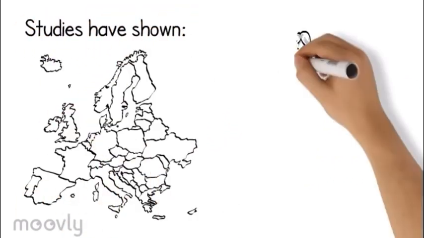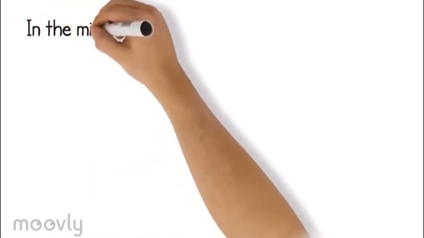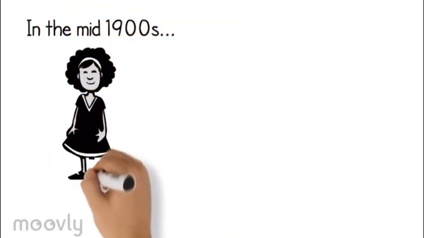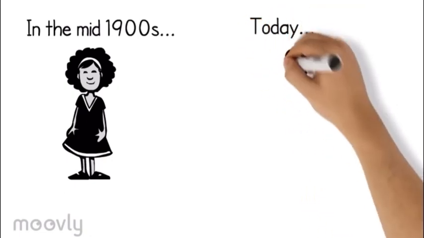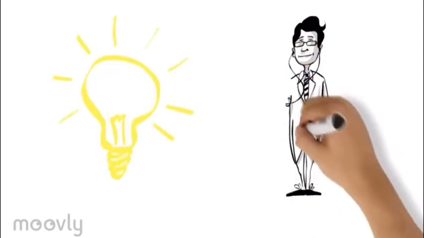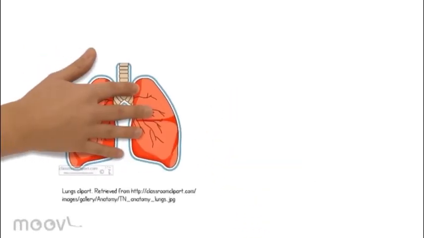Studies have shown that cystic fibrosis is more frequent in European Caucasian populations than in any other population around the world. In addition, in the mid-1900s, the median survival age of individuals with this disease was 8 years, but today the median survival age has drastically improved to 30 years, mainly due to better understanding of the disease and improved clinical approaches.